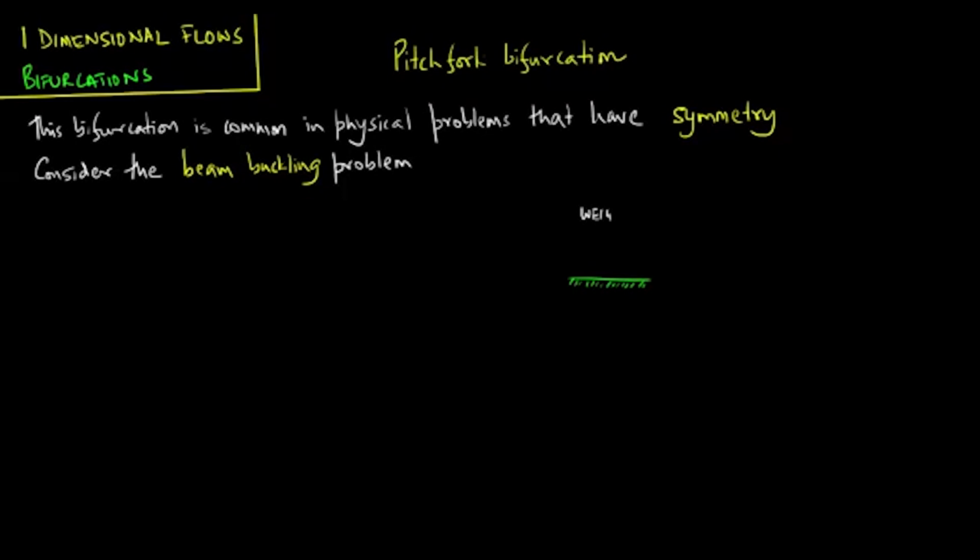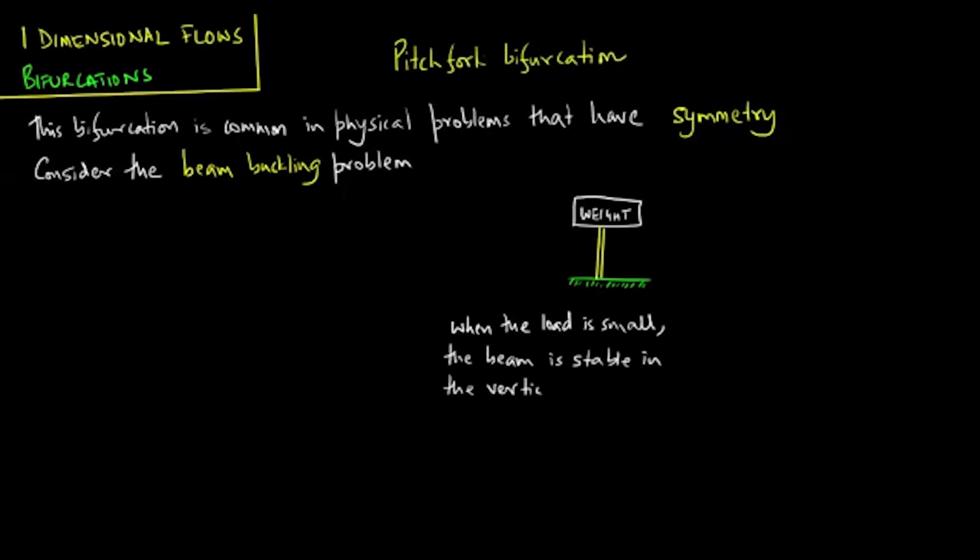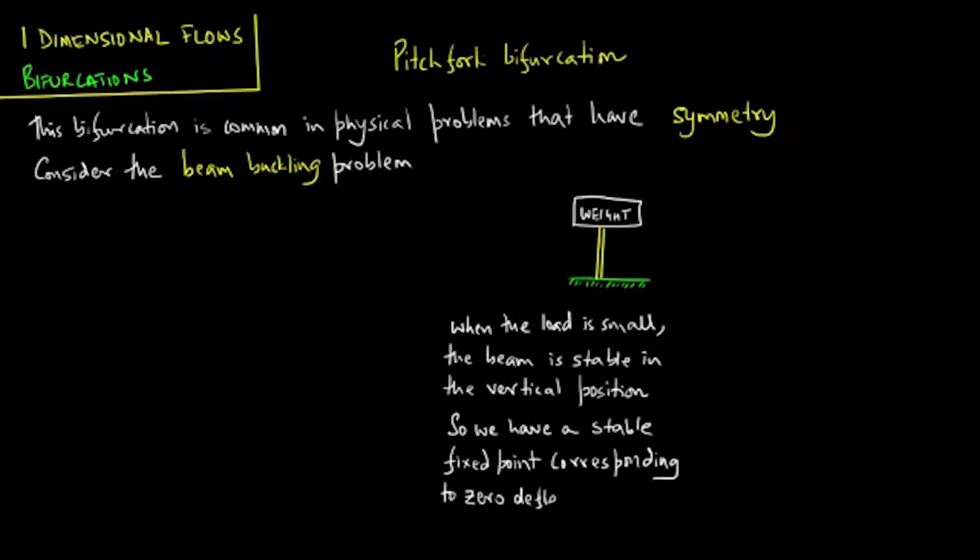We had a small weight on top of a beam, and as long as the weight was small, the beam was stable. So when the load is small, the beam is stable in the vertical position. So we have a stable fixed point corresponding to zero deflection.